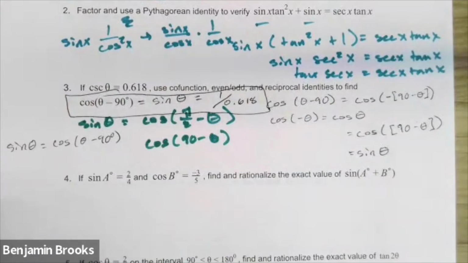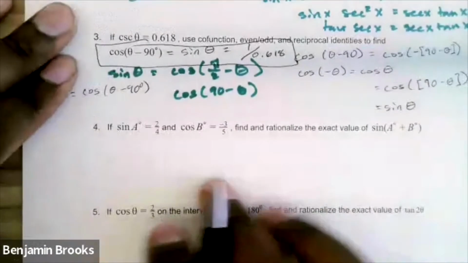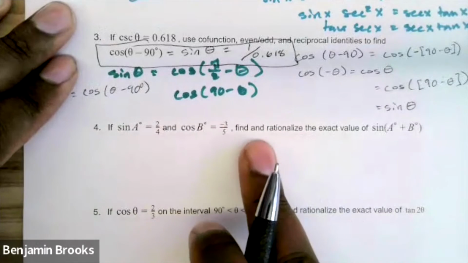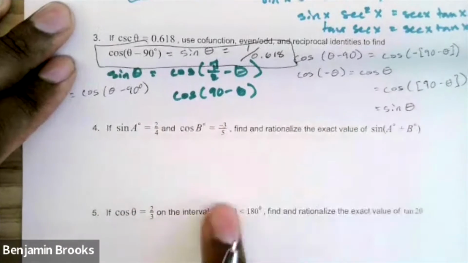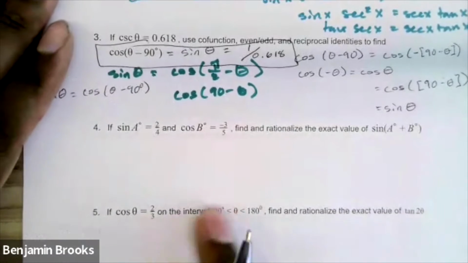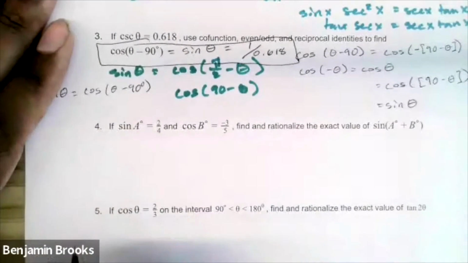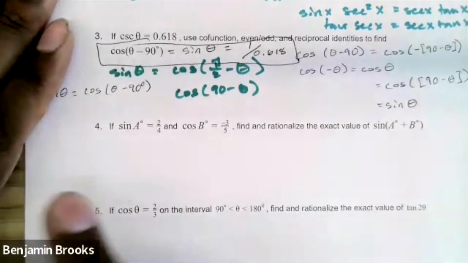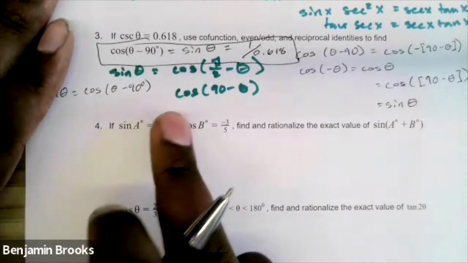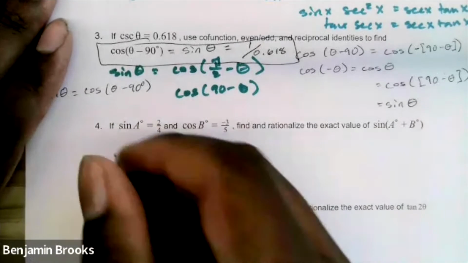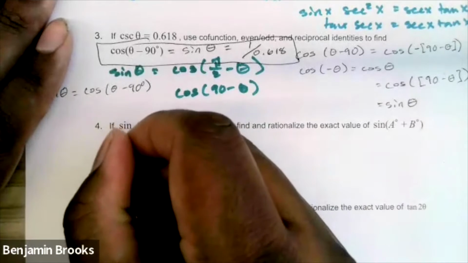Okay. Let's take a look at number 4. Sine of A is 2 over 4. Cosine of B is this. Find and rationalize the exact value of sine A plus B. All right. So the first thing we're going to do with this problem is we're going to look at A and we're going to look at B. Now, the biggest thing that people want to do is assume that A and B are on the same triangle. That's not necessarily true. So let's walk through this.